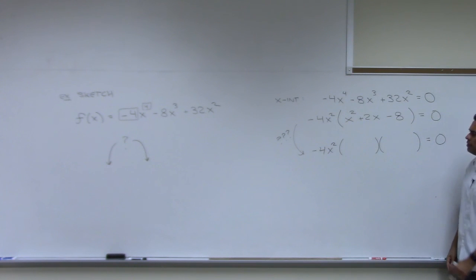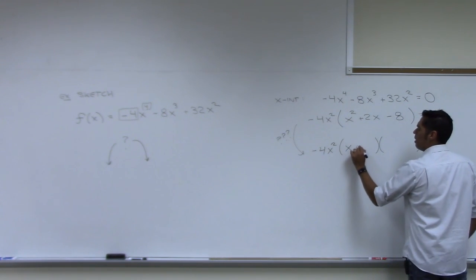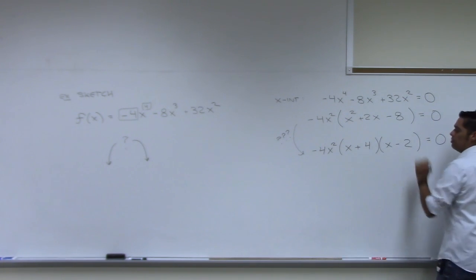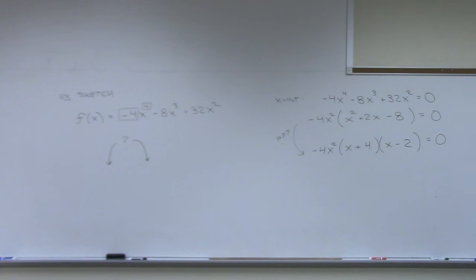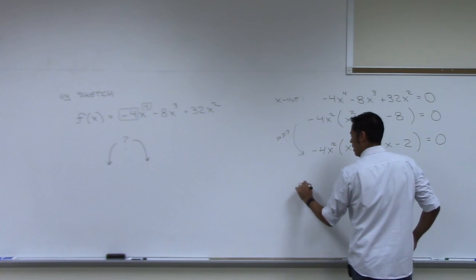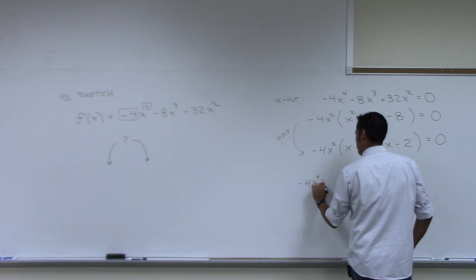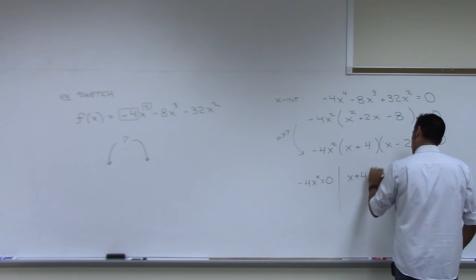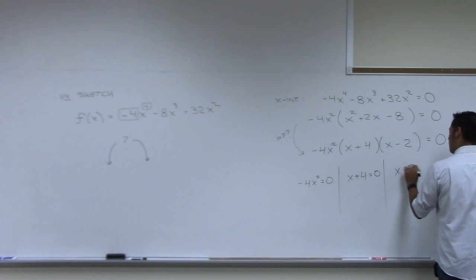So, anyone know what that is just right off the bat? x plus 4, x minus 2. There we go. And now we set all of these equal to 0. So I'm going to set this to 0, set the entire thing to 0. I'm going to set this one to 0, and I'm going to set this one to 0.